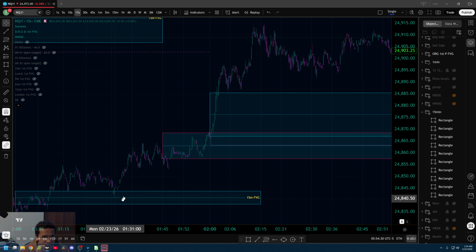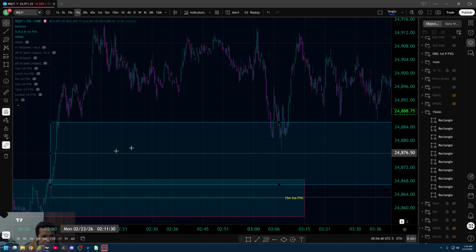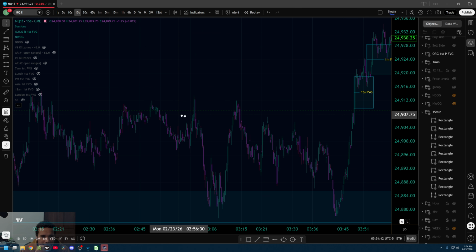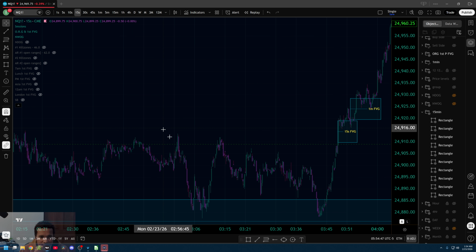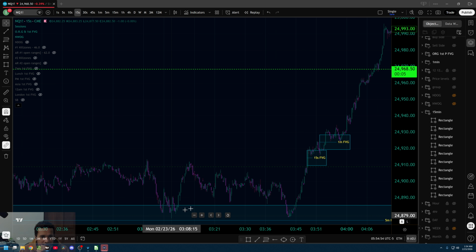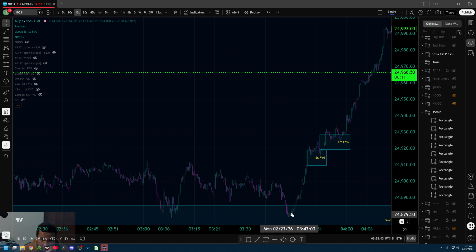15-second chart. Here's that earlier 15-minute fair value gap. Here's that 5-minute fair value gap. These lows respect this wick. If we put the fib on there, they most likely stay out of the lower quadrant. Anyway, bullish.